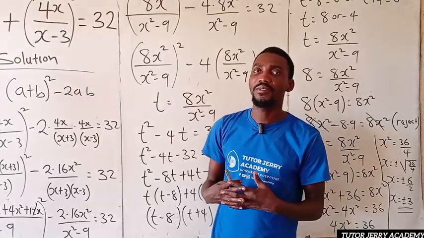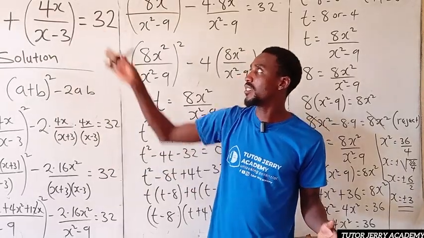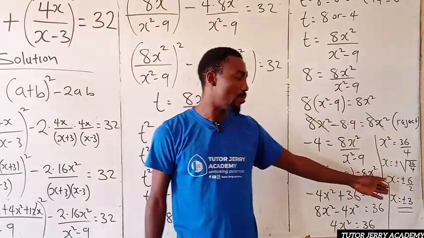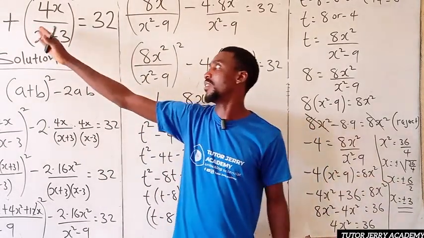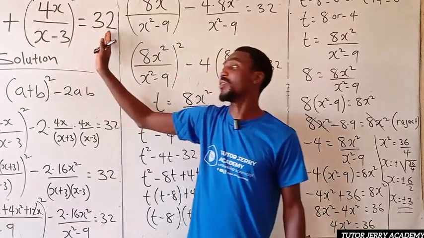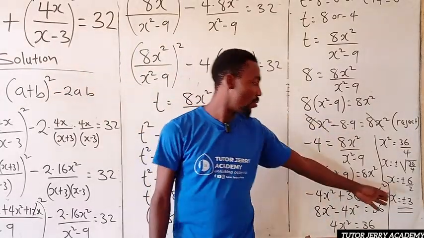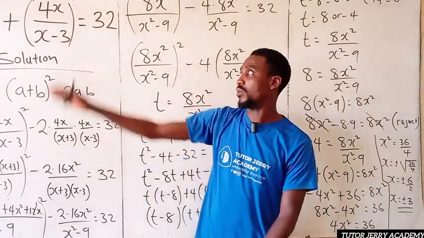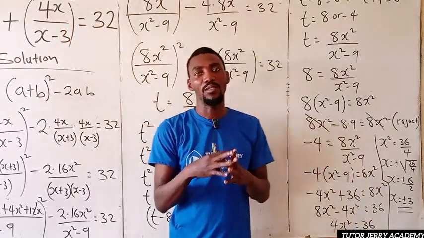If you would like to verify, you can first start with when s is equal to positive 3. Put it in the left hand side, maybe you are going to get 32. And also do the same for negative 3. Put it there, maybe you are going to get 32.